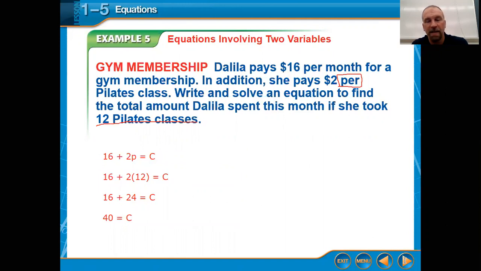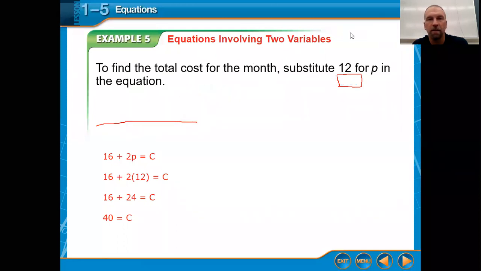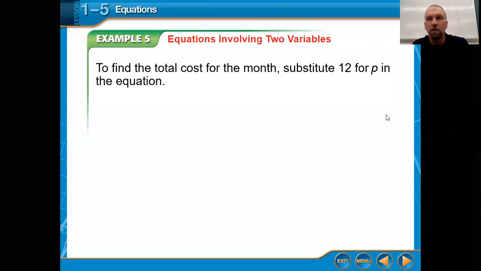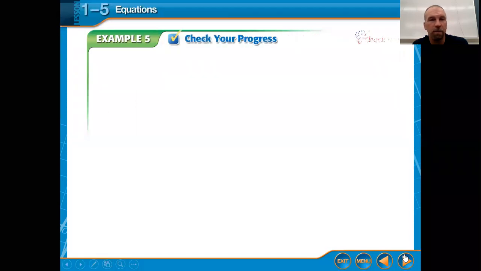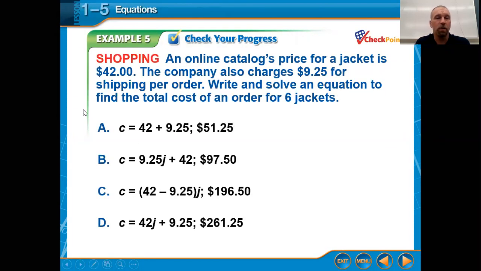Okay? And last but not least, I want to give you one more word problem. Let me erase all this stuff and go ahead to the next word problem. Ignore all the answers. Pay attention to the question. An online catalog's price for a jacket is $42. The company also charges $9.25 for shipping per order. Write and solve an equation to find the total cost in order for 6 jackets.